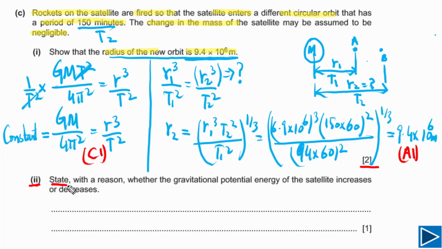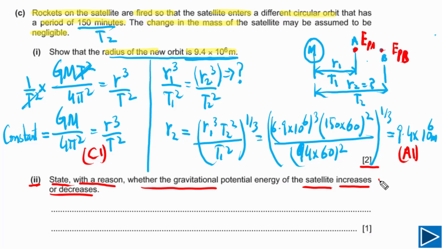For C2, we need to state with a reason, means state, and we have to write a reason whether the gravitational potential energy of the satellite increases or decreases. First of all, let's look at this point. When the satellite was at this point, let's say the potential energy of the satellite, that is EPA. And when the satellite was at this point, let's say the gravitational potential energy of the satellite is EPB.